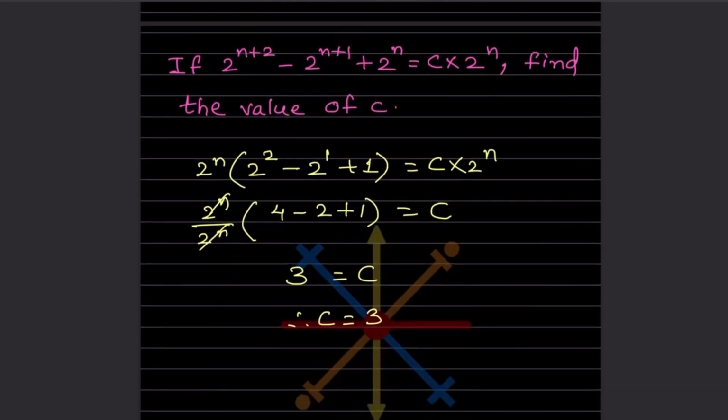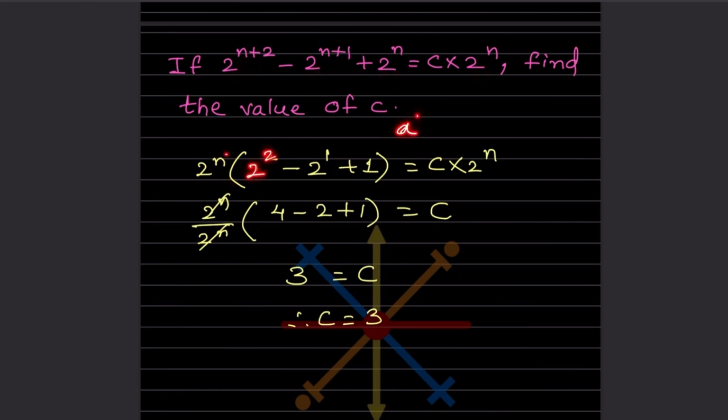Now look at here, if they say 2 raised to n plus 2 minus 2 raised to n plus 1 plus 2 raised to n is equal to c into 2 raised to n, find the value of c. So here what we can see, this can also be written as 2 raised to n into 2 raised to 2, because this is the formula a raised to m plus n is a raised to m into a raised to n. So everywhere we can see 2 raised to n common. So we'll just take here 2 raised to n. So what remains here will be 2 raised to 2.